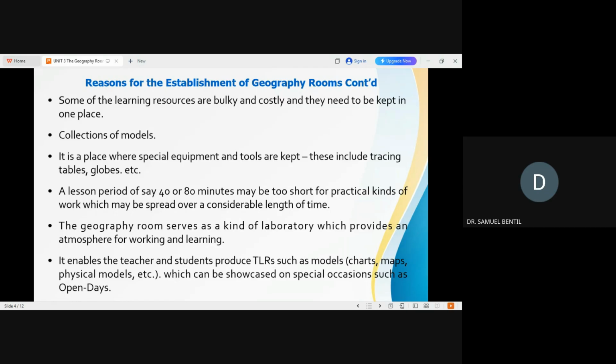So there are a lot of specimens and illustrations that tend to accumulate, and they should be properly arranged and displayed in the geography room. Are you getting it? If you check the video that we showed you, there are a lot of things that are in the geography room.